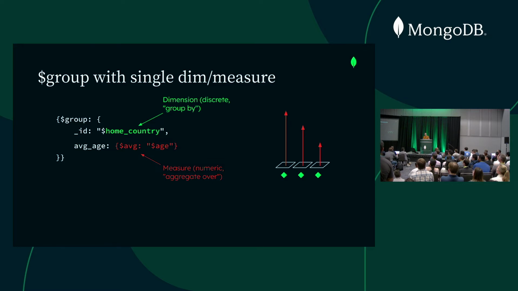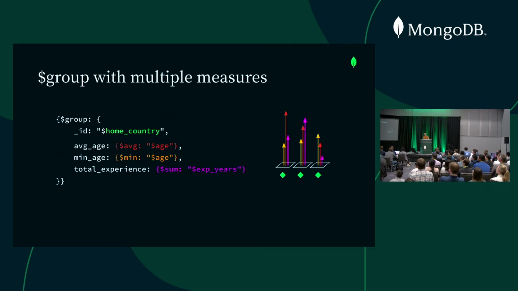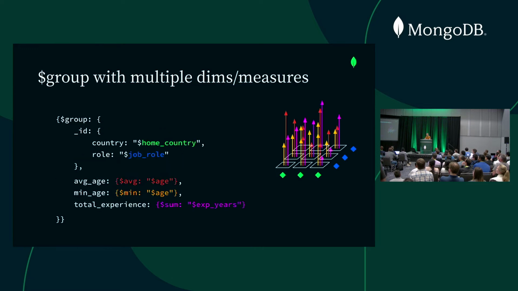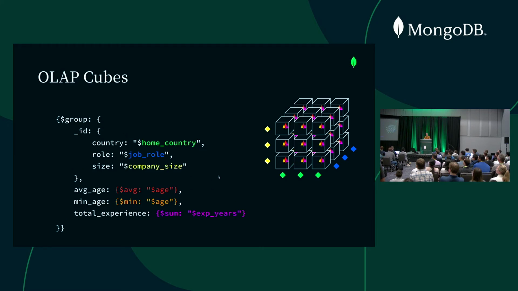Now I said you can do this over multiple fields. So let's see what happens if I add multiple measures. You see here I added average age. I also have min age and total experience. I now get multiple scalar values for each of these buckets. I can also add multiple dimensions. And that's what that looks like. Now I get one bucket for each unique combination of values of my dimension fields. And I can keep doing that. Here I've added another dimension, and I end up with this three-dimensional cube.